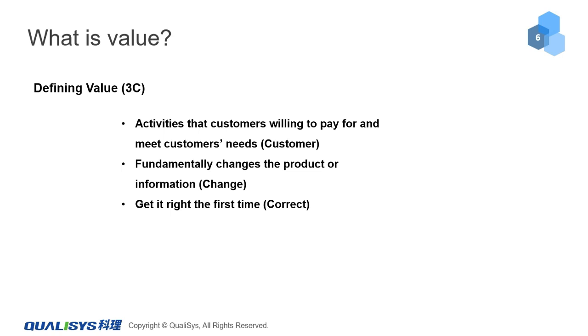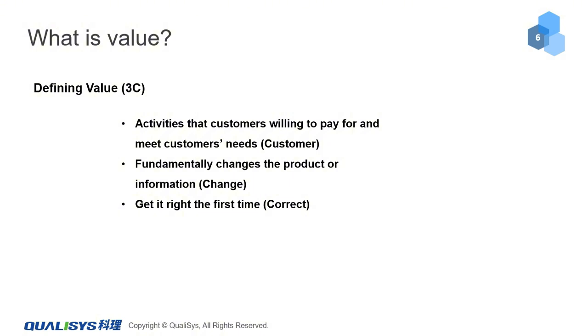So there are three criteria for value. First, any activity that's paid by the customer. Second, that activity will change the physical product or the information of the product. And third, this activity must not be rework. It must be done right the first time.